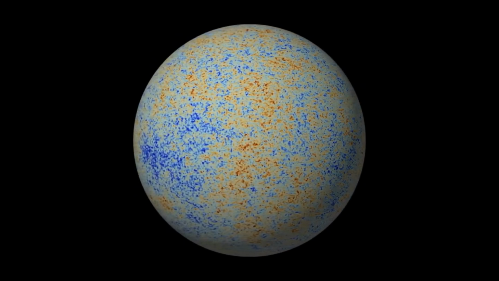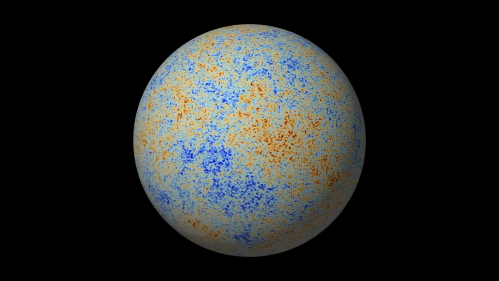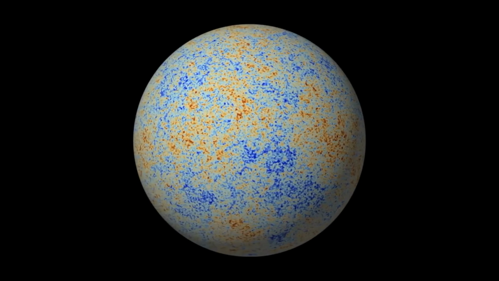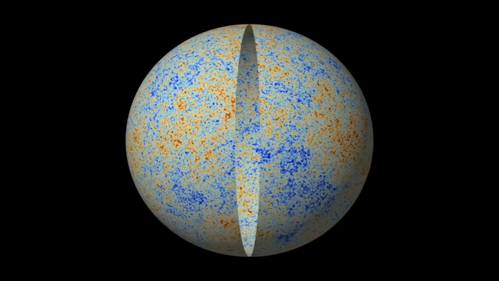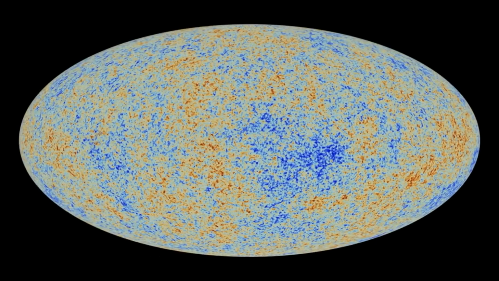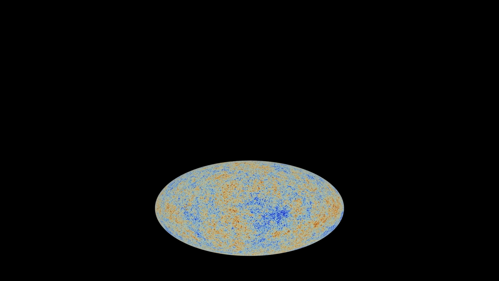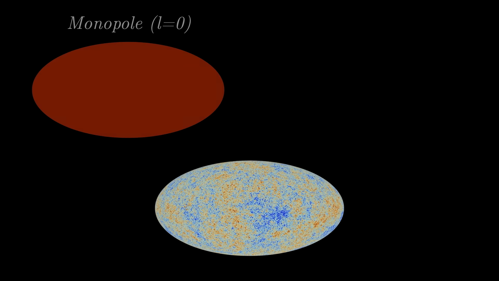The temperature distribution of the early universe, known as the cosmic microwave background, or CMB, has been measured with remarkable precision and can also be decomposed into spherical harmonics. The dominant contributions to the CMB are often subtracted or ignored in analyses. The largest term is the monopole component, corresponding to L equals 0, which reflects the average temperature of about 2.7 Kelvin across the entire sky.